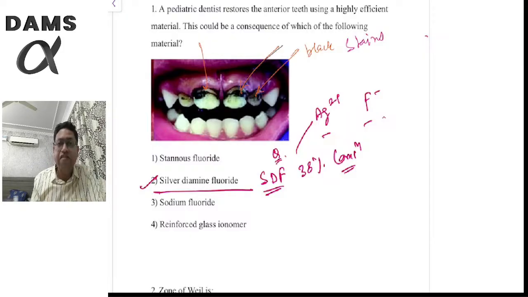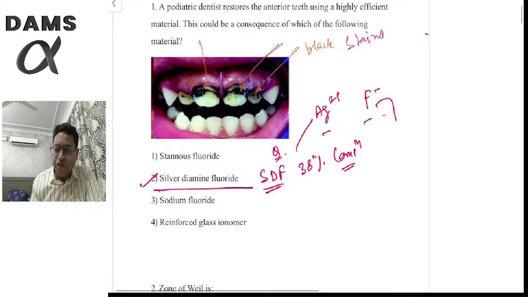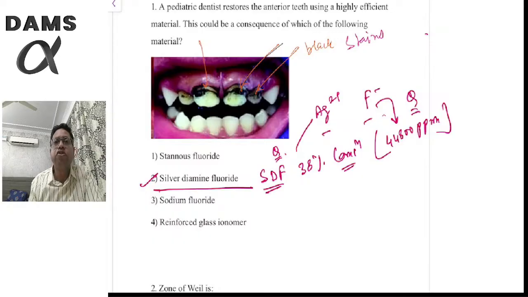If we look at the various other possible questions that have come into the examinations related to this: what percentage is used? It is 38% silver diamine fluoride that is used. What is the amount of fluoride that is present in this 38%? It is 44,800 ppm of fluoride in this concentration of silver diamine fluoride.